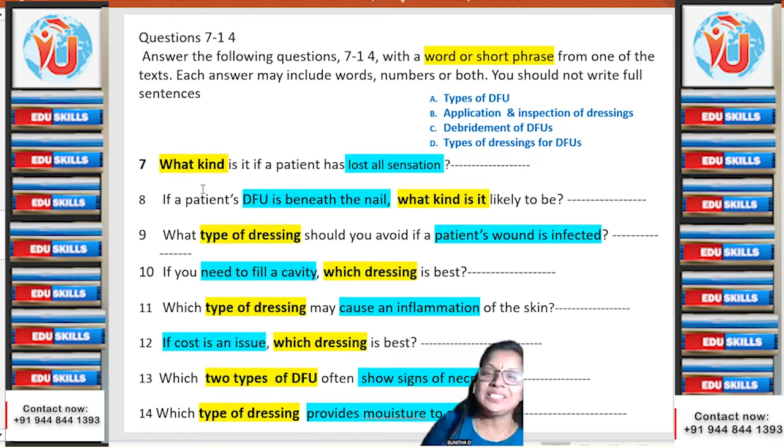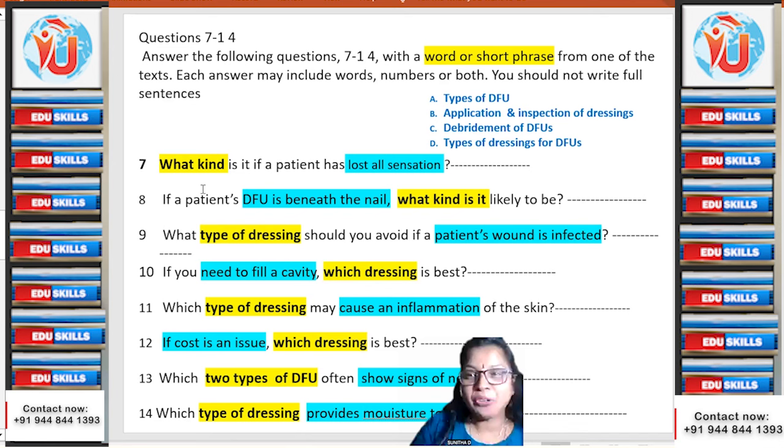Again, we can find out what kind it is. Is it if a patient has lost all sensation? Where can we find "lost all sensation"? Where can we see that key phrase? Lost all sensation, right. Neuropathic. I'm not asking for the answer. Where do we have to look?